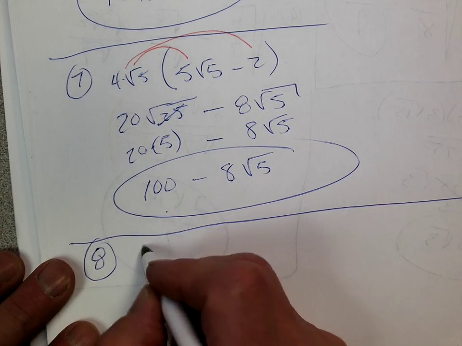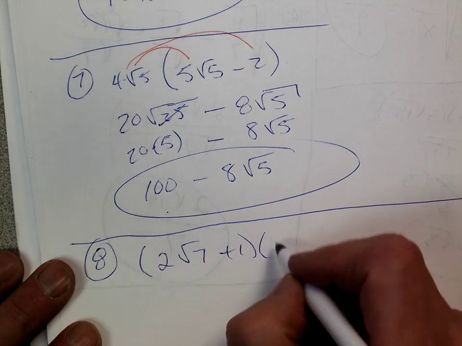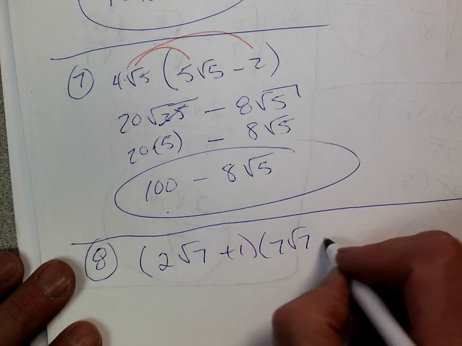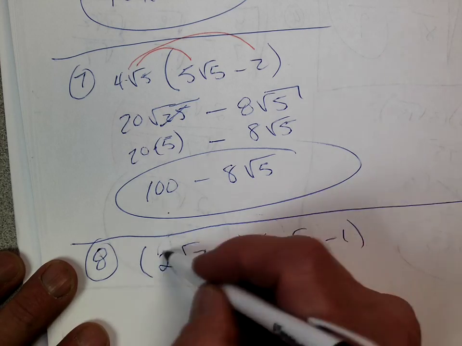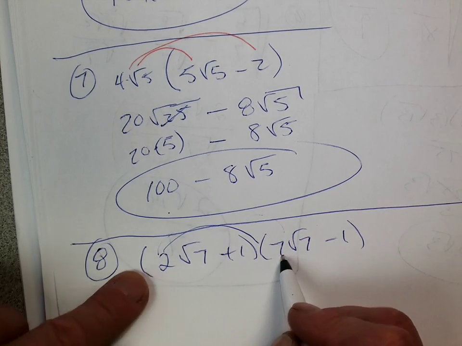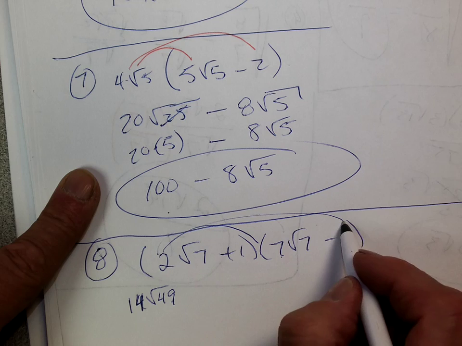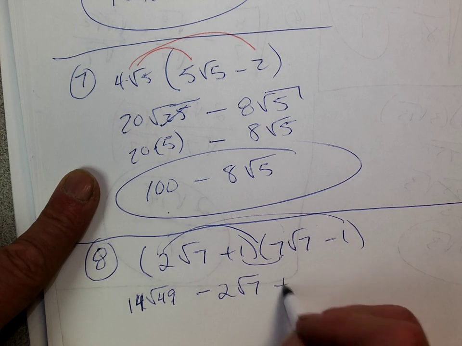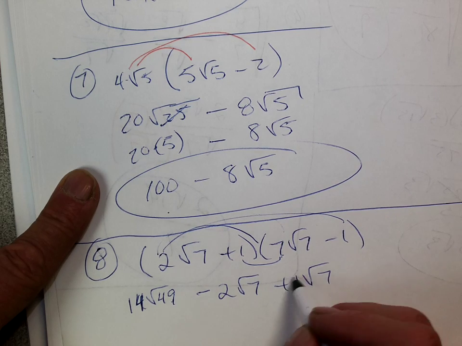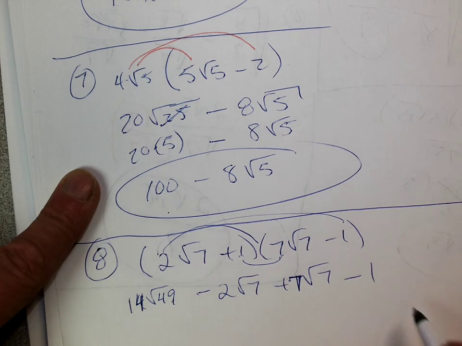8. Parentheses, 2 square roots of 7 plus 1 times 7 square roots of 7 minus 1. Okay, I'm going to FOIL. Right? First, outside, inside, last. So 2 square roots of 7 times 7 square roots of 7 is 14 square roots of 49, minus 2 square roots of 7, plus 1 square root of 7. Nope, 7 square roots of 7. 7 square roots of 7 minus 1.